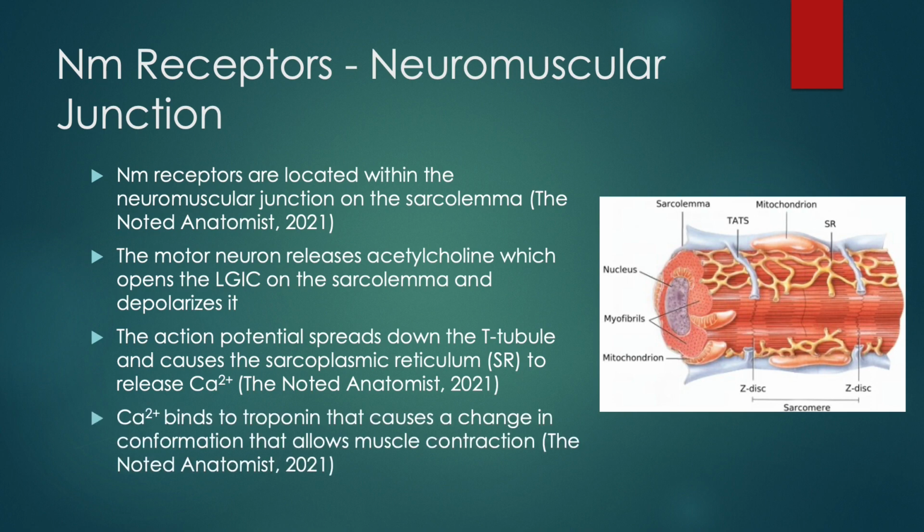And the calcium then would bind to troponin, which causes a change in the conformation that allows muscle cells to contract. While the troponin's in the way, the muscle cell will not be able to shorten. And so once the troponin binds with the calcium, that's going to allow the muscle to contract.